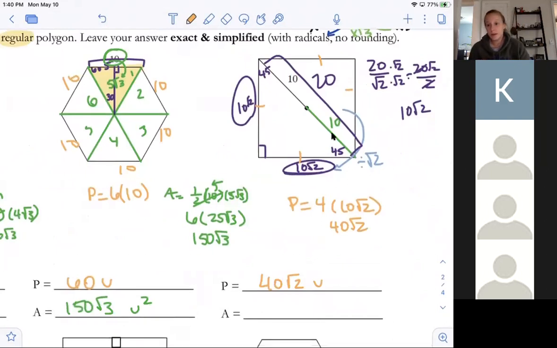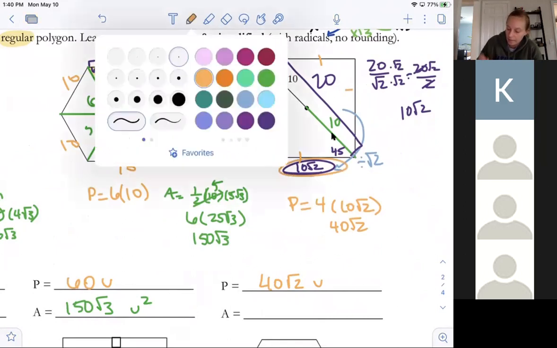Now you can use the area of a triangle here, but again, kind of like that first problem, let's not make it harder than it has to be. I'm just going to do the area of a square. The area of a square is side squared or side times side. It's the same thing as a parallelogram. It's the same thing as a rectangle, base times height. So I'm going to do 10 root 2 times 10 root 2 to get my area.